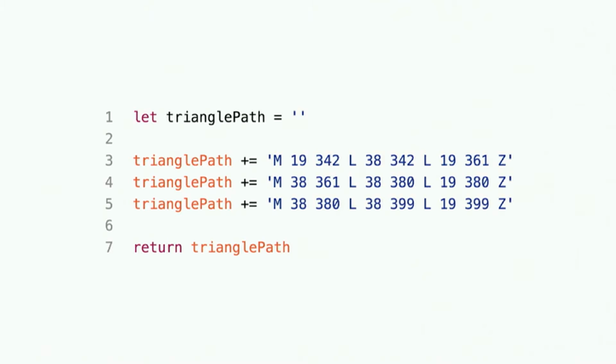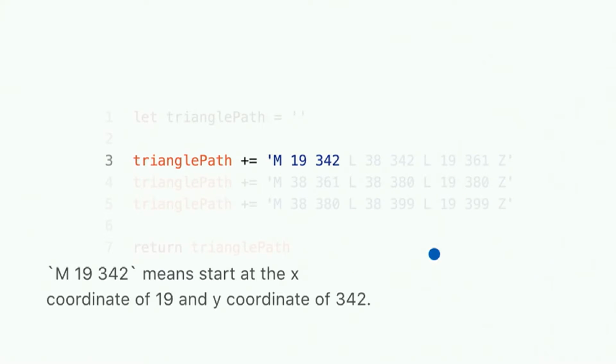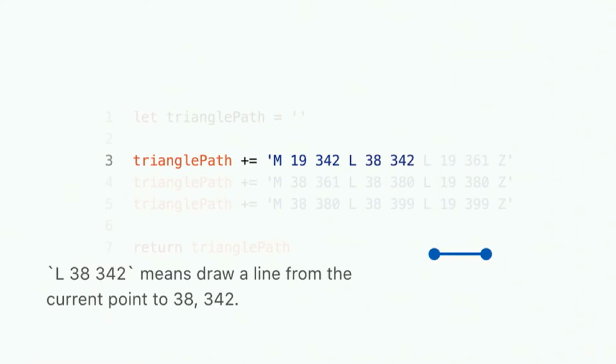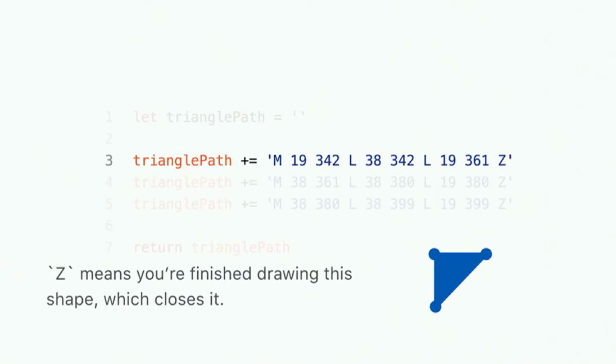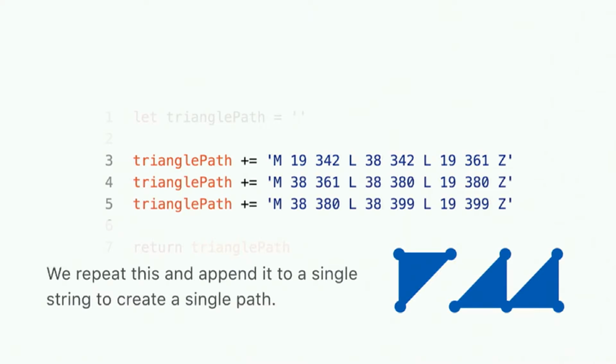Here's an example of what that would look like. First, we instantiate a variable called triangle path. This is where we'll be storing our SVG path instructions. We use the M operator to move to these coordinates. Then we use the L operator to draw a line to the right. Then the L operator again to draw a line down and to the left. Then the Z operator to say that we're done to close the shape. We repeat this for each of the triangles and append it to a single string. So this means that we have a single element that contains 900 shapes instead of 900 individual polygon elements.